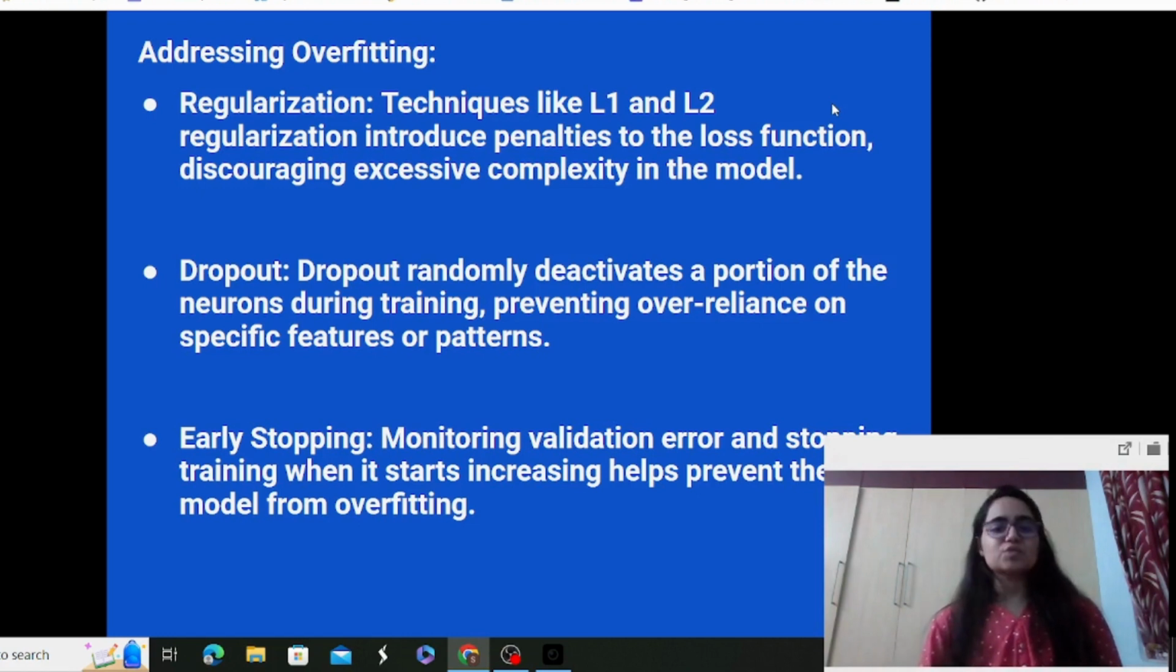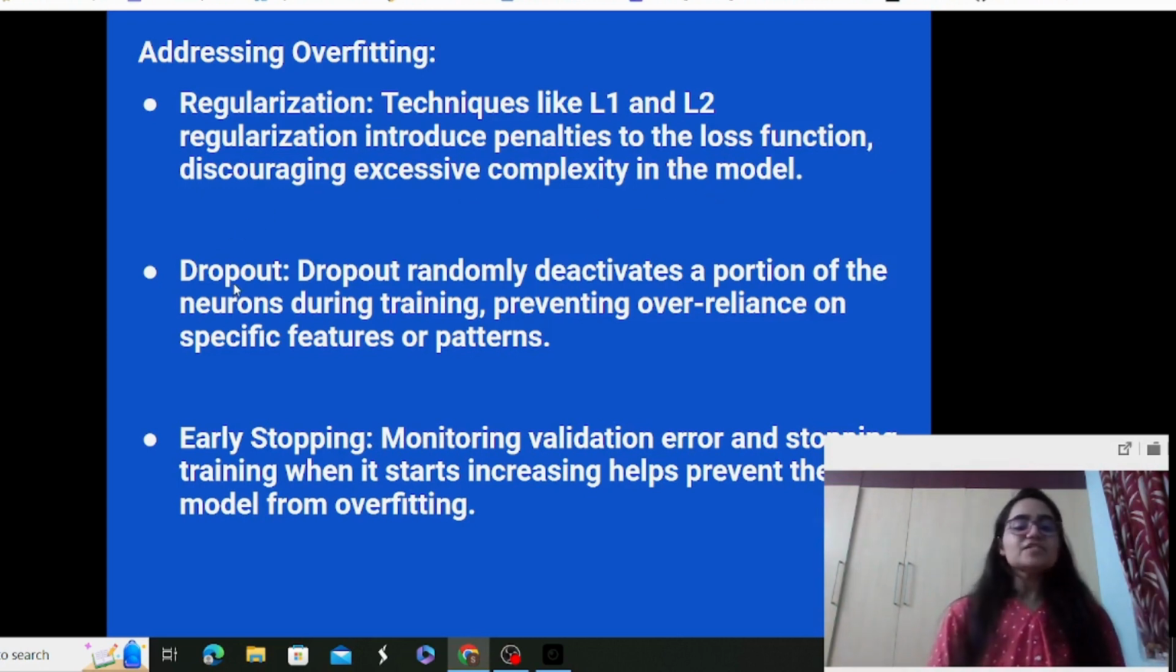L1 is lasso regularization, where you are considering the penalty term I was talking about, the regularization constant, to reduce complexity. That term is not squared, rather it's just the mean absolute value of the error. But in L2 regularization, the same term is going to be squared. So it's going to be a squared coefficient constant rather than just a mean absolute value. That is the difference, and it introduces penalties to the loss function, discouraging excessive complexity in the model.